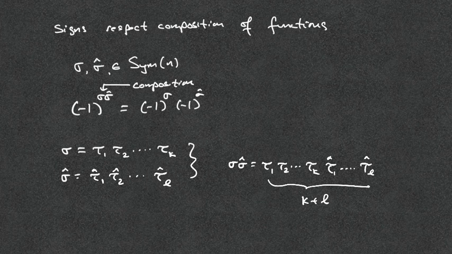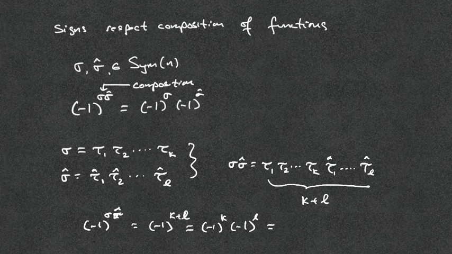Now for our sign, that's going to be (-1) to the sigma sigma hat. So the sign of our composition is really going to be (-1) to the k plus L. But that is the same thing as (-1) to the k times (-1) to the L. That (-1) to the k was our sign of sigma, and (-1) to the L was our sign of sigma hat. And so the signs of our permutations respect composition, and that's something that we're going to need in our formulas.